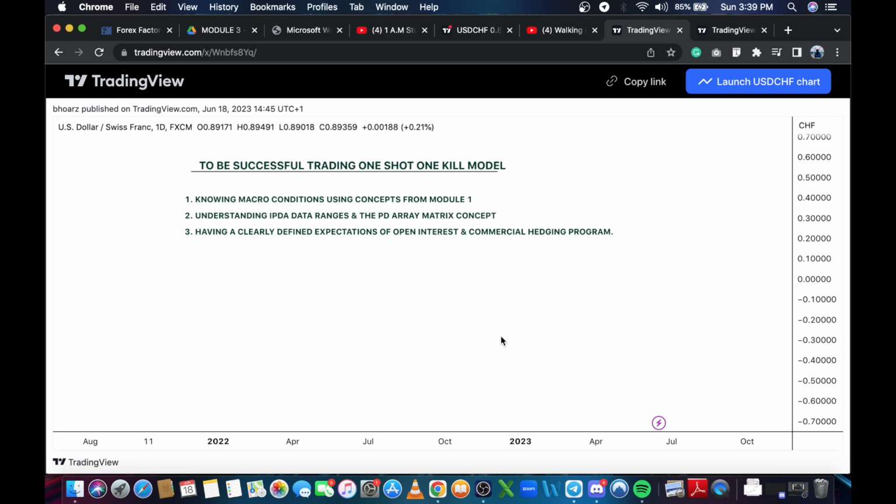A one shot, one kill trading model essentially is trading a short term trade in direction of your anticipated weekly expansion. Now remember, your lower time frame executions always stem from higher time frame price delivery. You need to have a clearly defined daily bias to build a successful short-term trading model career.